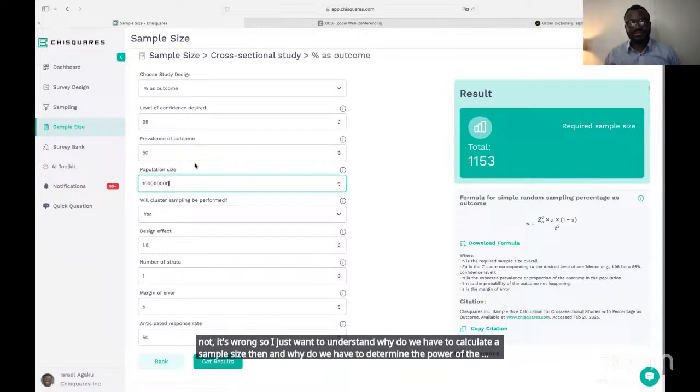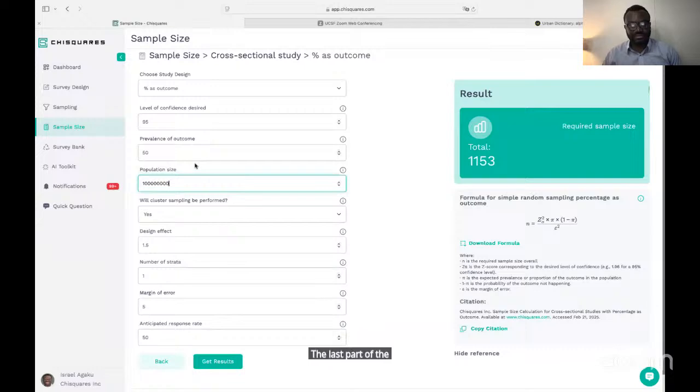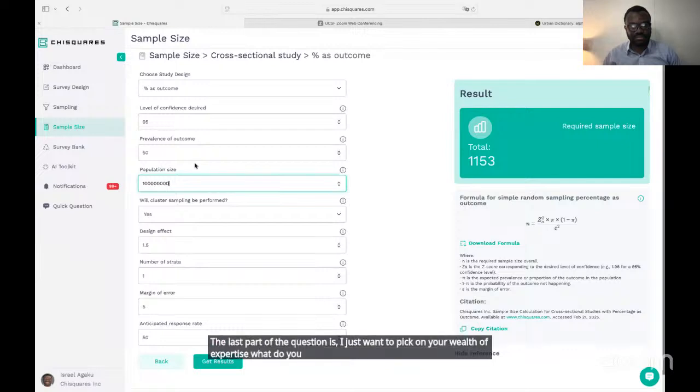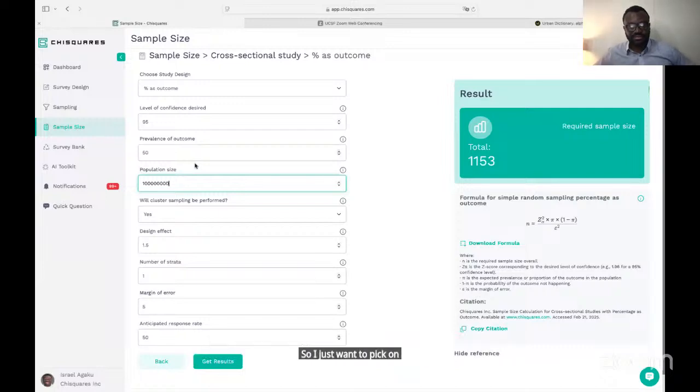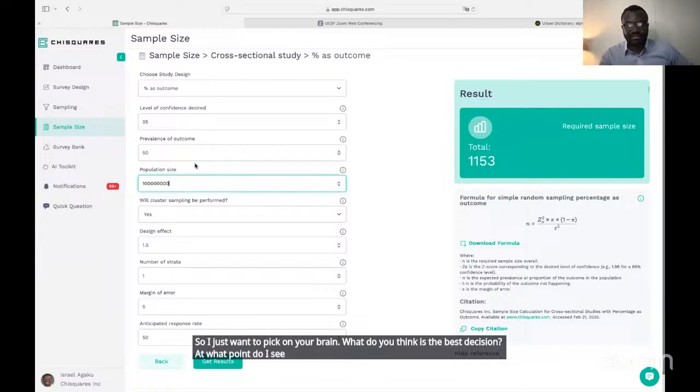The last part of the question is, I just want to pick on your wealth of expertise. What do you think will be the best trade-off? My understanding of type 1 and type 2 error is that there always has to be a trade-off to balance the two. So I just want to pick your brain. What do you think is the best decision? At what point should I go more with type 1 or less with type 2? So I just want to get your idea on that.